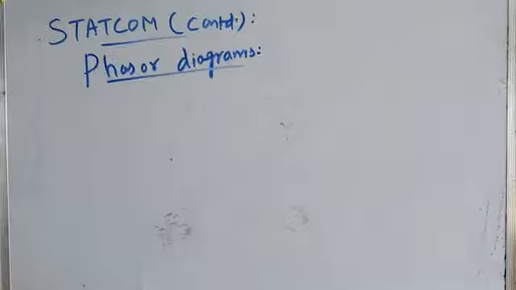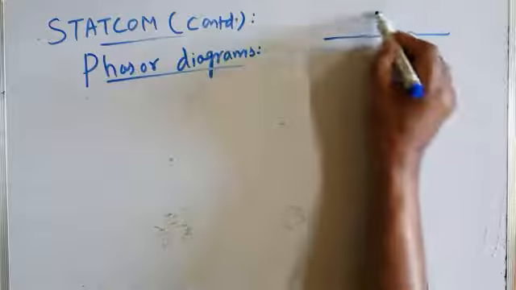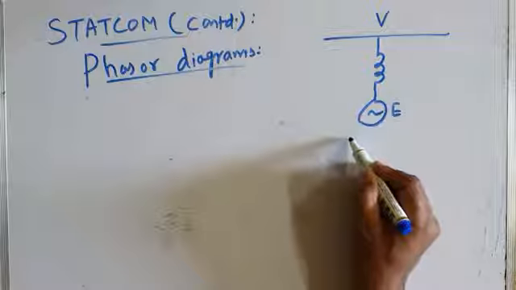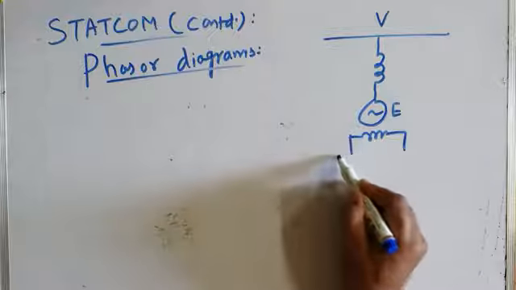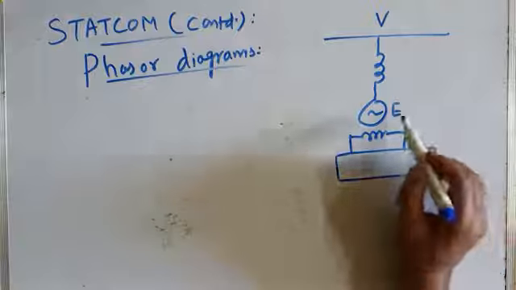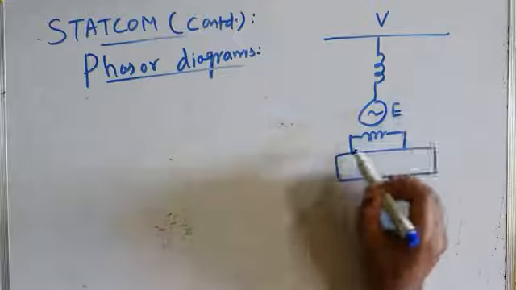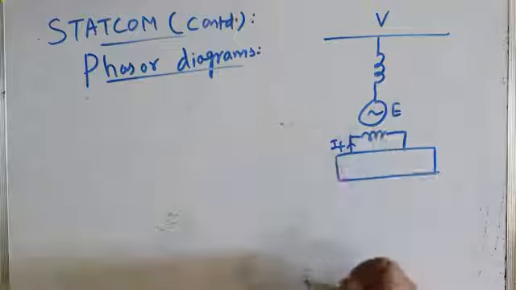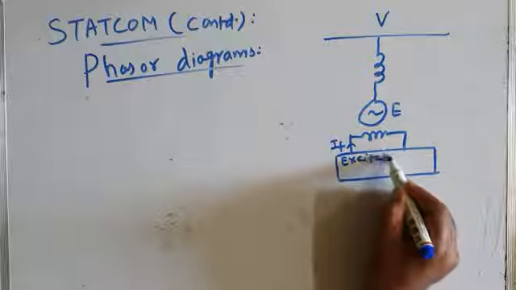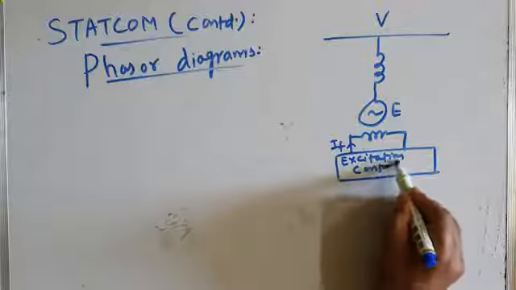We'll try to understand how a synchronous condenser injects or generates reactive power, and how it absorbs reactive power, depending upon the DC field excitation. So this is the schematic diagram. This is our synchronous machine or synchronous condenser, which is interfaced with the AC transmission system or AC bus having voltage V. The voltage output of the synchronous condenser is E. The field current flowing in the field winding of the machine is IF, and this field current is controlled with the help of static excitation control, which is shown with this block.